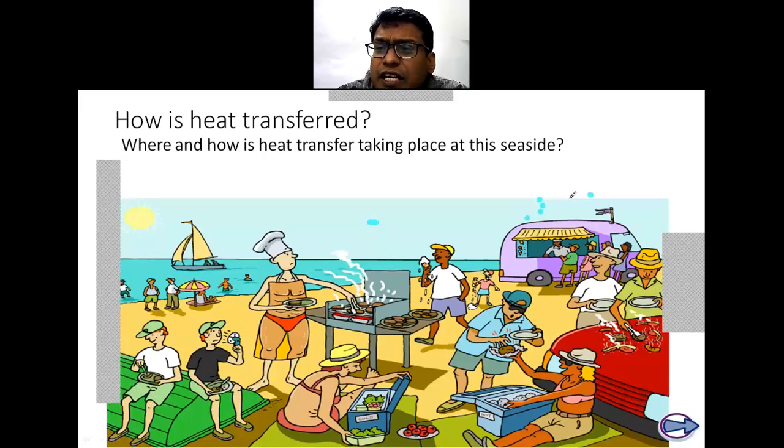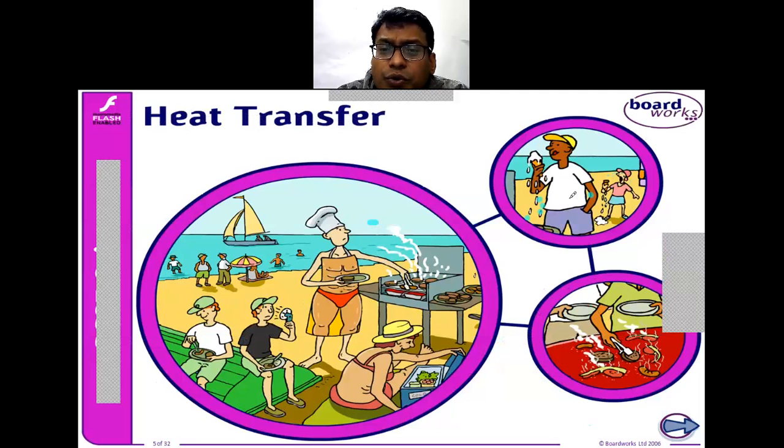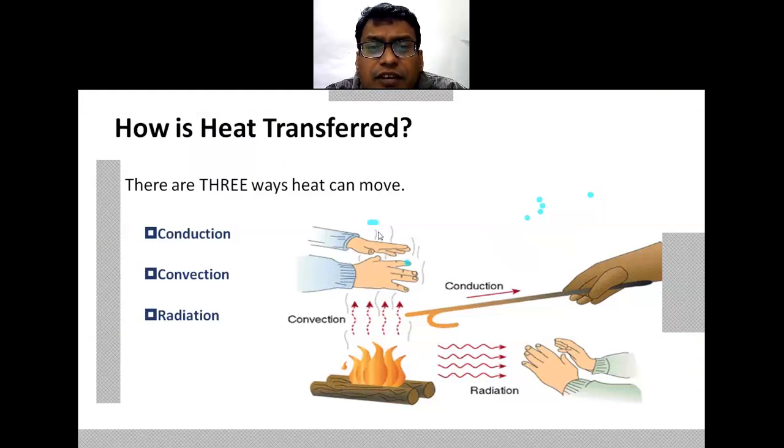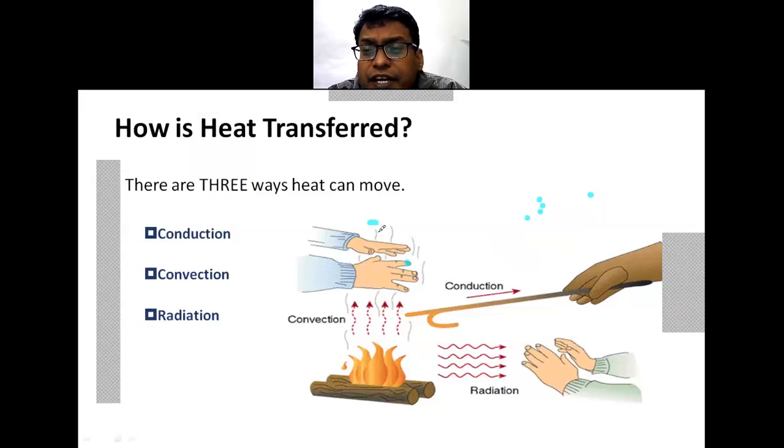Here you can see the different operations where heat transfer is taking place. So in this figure you can see the different processes where heat transfer is actually observed. Now, how does that heat transfer take place? There are three ways by which heat transfer takes place. That is conduction, convection, and radiation.